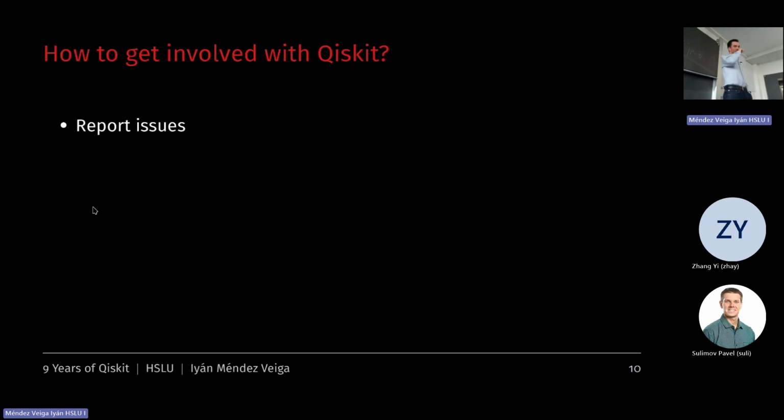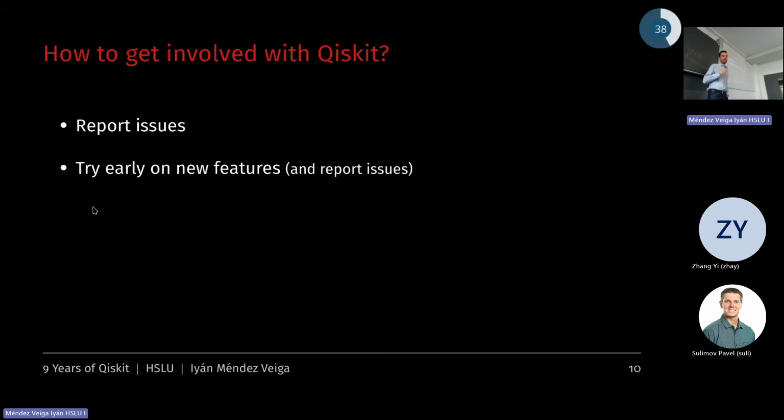So how can you get involved with Qiskit as a researcher, as a user? So first, report issues. Qiskit has plenty of issues. If you have used Qiskit or any other quantum library, you will see that after 10 minutes, you already find one issue. So report them. Try early on new features and report the issues you see. I will show some examples.